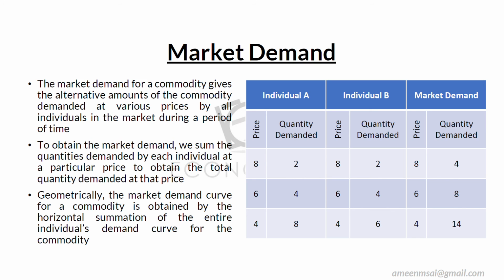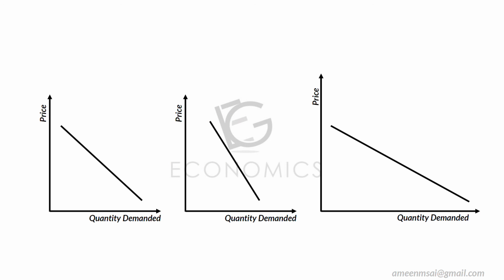So apart from this schedule, we can also have the demand curve. How is the market demand curve formed? Here you have three demand curves, and the third one is the market demand curve. The first one is for individual A, that is his individual demand curve. The second one is for individual B, that is his individual demand curve. So by summing these two, ഈ രണ്ടെണ്ണവും sum ചെയ്താൽ ഒരുമിച്ച് ചേർത്താൽ, what we get is the third one, that is the market demand curve.